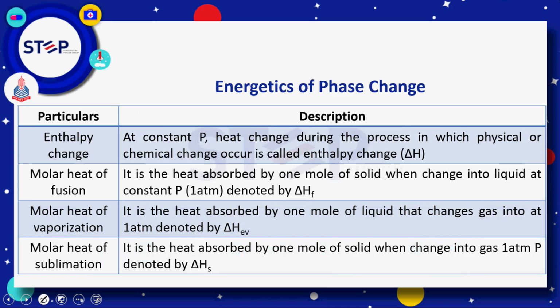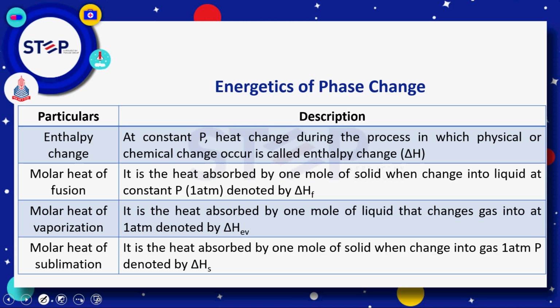Energetics of phase changes. What is enthalpy of change? At constant pressure, the heat change during a process in which physical or chemical change occurs is called enthalpy change, delta H. Molar heat of fusion: it is the heat absorbed by 1 mole of solid when it changes into liquid at constant pressure 1 atm, denoted by delta HF.